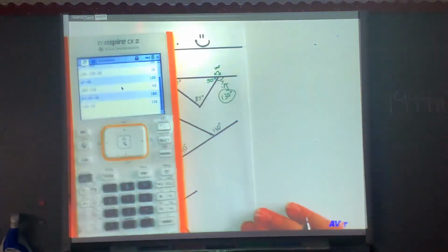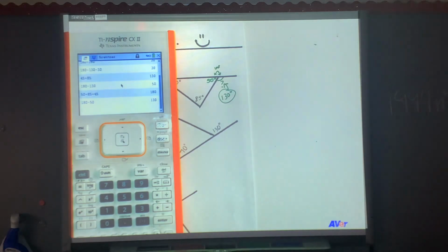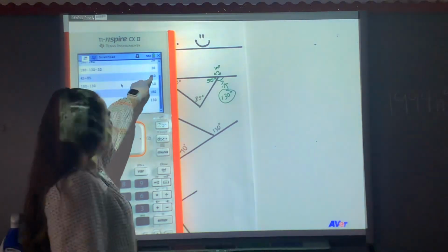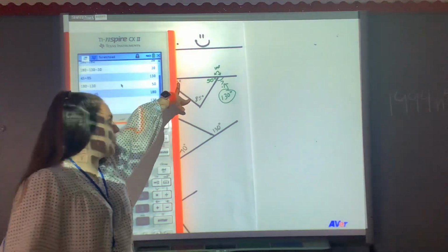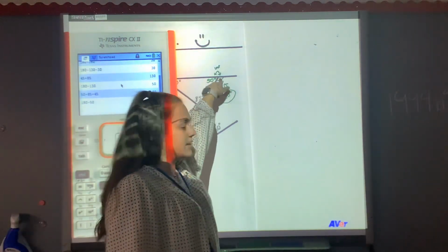Now you might notice we got an answer of 130 at the beginning of this problem. It was here. It was whenever I added up the 2 interior angles that were opposite sides of the exterior angle.